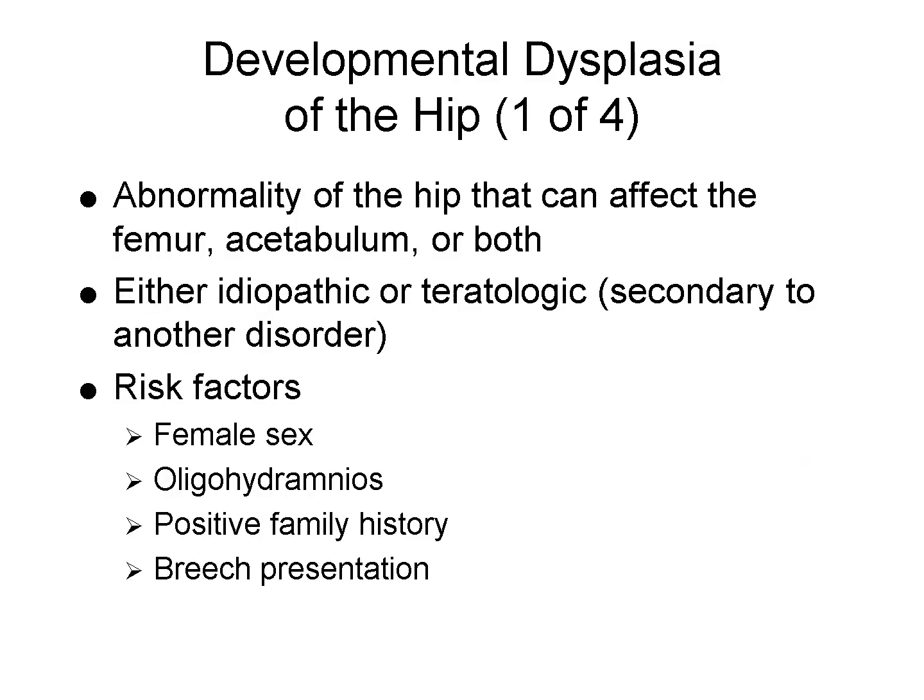Developmental dysplasia of the hip, or DDH, refers to abnormal development of the hip joint, involving the femur, acetabulum, or both. It may be idiopathic or teratologic, occurring secondary to another disorder. Risk factors include female sex, breech position, oligohydramnios, and family history. Early detection improves outcomes significantly.